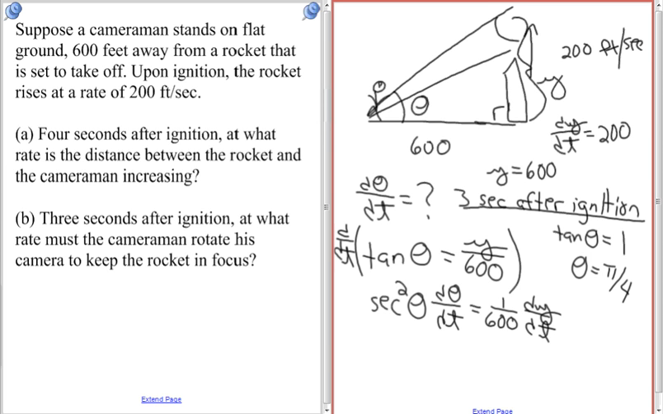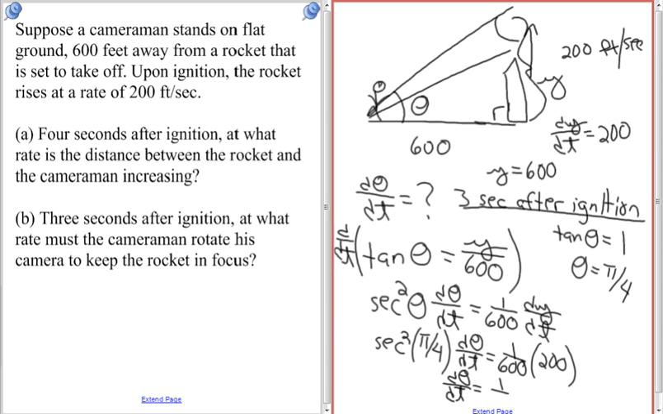We finally have all of our information. We're ready to plug in and solve for d theta dt. Secant squared of pi over 4 times d theta dt equals 1 over 600 times 200. The right side just becomes 1/3. A little bit of work: we figure out secant squared of pi over 4 is 2. So we finish solving: d theta dt equals 1/3 divided by 2, which is 1/6 radians per second.